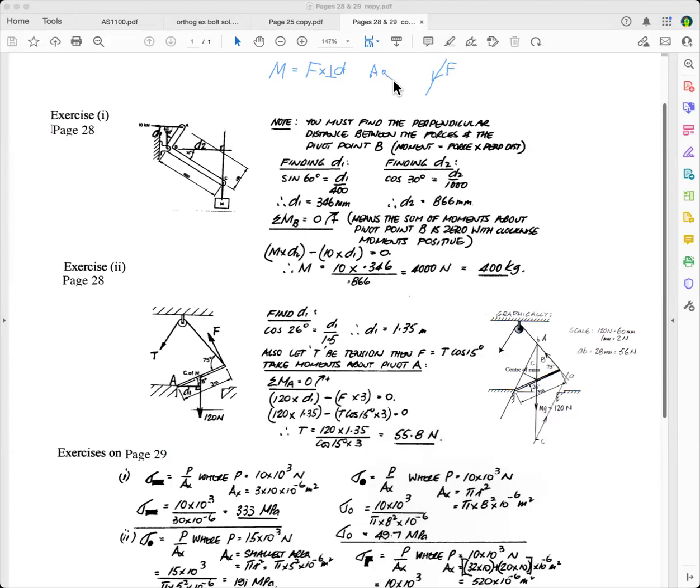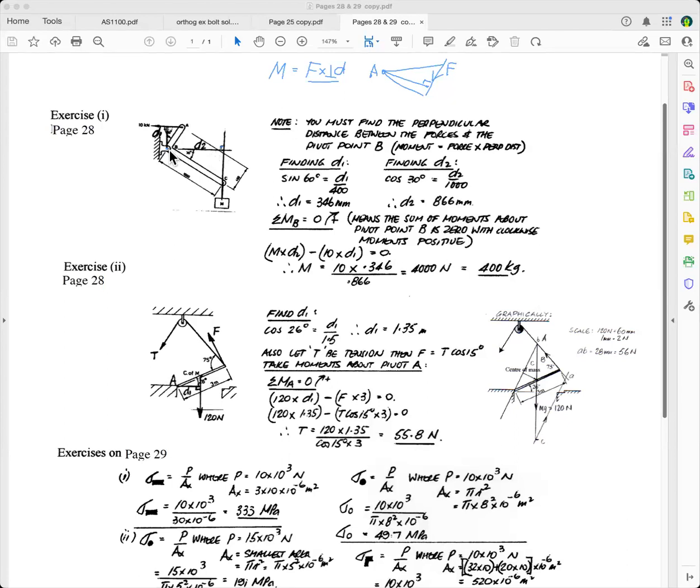And you can't take that distance there. You've got to take the perpendicular distance, the shortest distance, because that's what the definition of a moment is. A moment has to be the force times the shortest, the perpendicular distance, about the point of rotation. So here we have the point of rotation just here, and the perpendicular distance is that distance there.